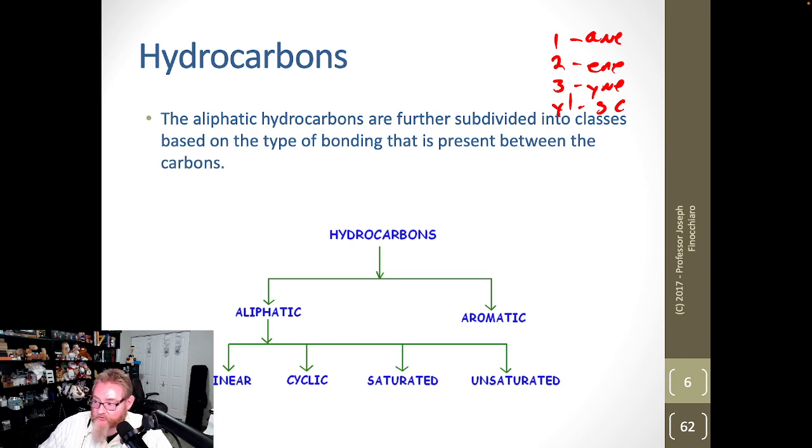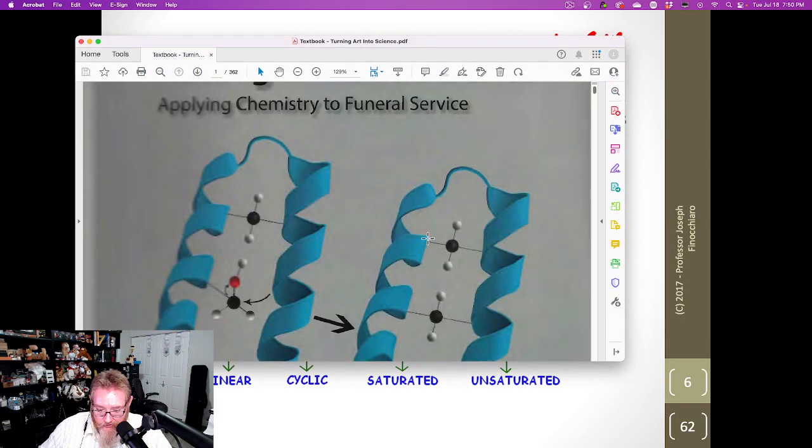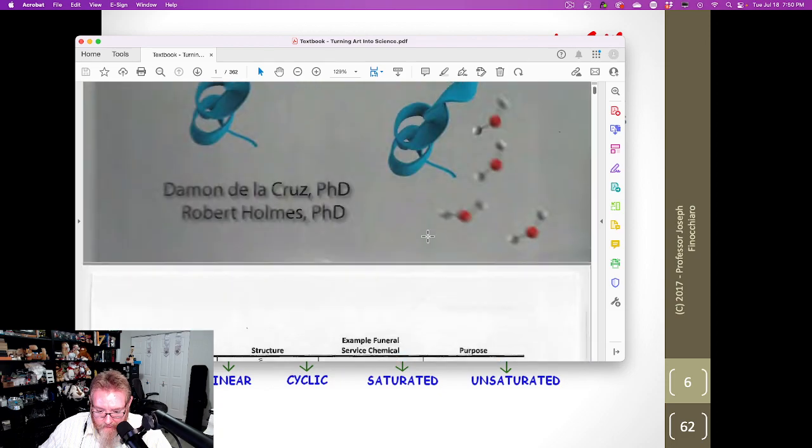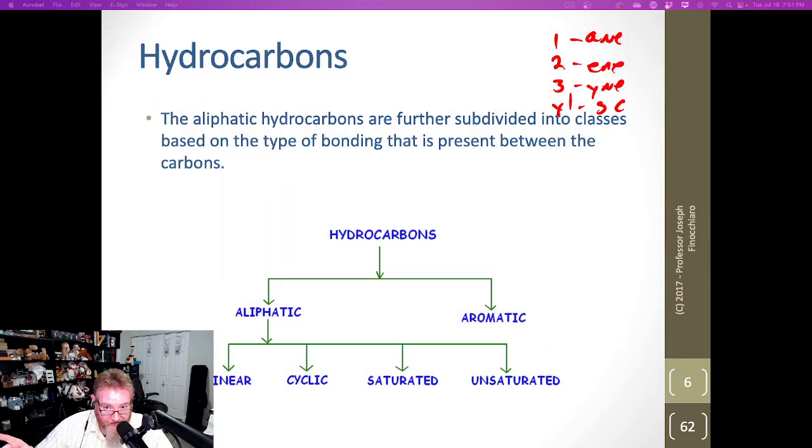But an absolutely phenomenal textbook for the study of chemistry is Turning Art into Science by Dr. Damon de la Cruz and Dr. Robert Holmes. Now, this is the same Dr. Damon, Dr. de la Cruz, that does the videos on YouTube. The man is a brilliant chemist, okay? The man knows his stuff. This is a great book. If Damon corrects me, you obey what Damon says. It's as simple as that.